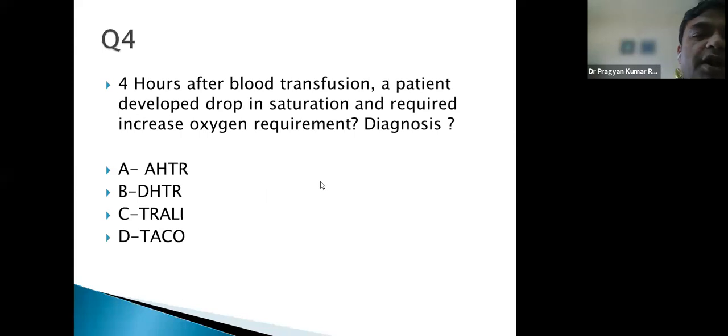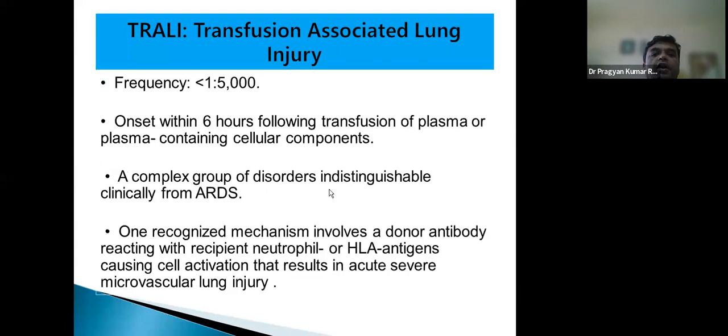So this is very important. As Dr. Jayaprakash sir told, it happened 4 hours after blood transfusion. So it is something called transfusion associated lung injury. Its frequency is 1 in 5,000 transfusions. Onset occurs within 6 hours following transfusion of plasma or plasma containing cellular components. Mostly it happens with FFP.